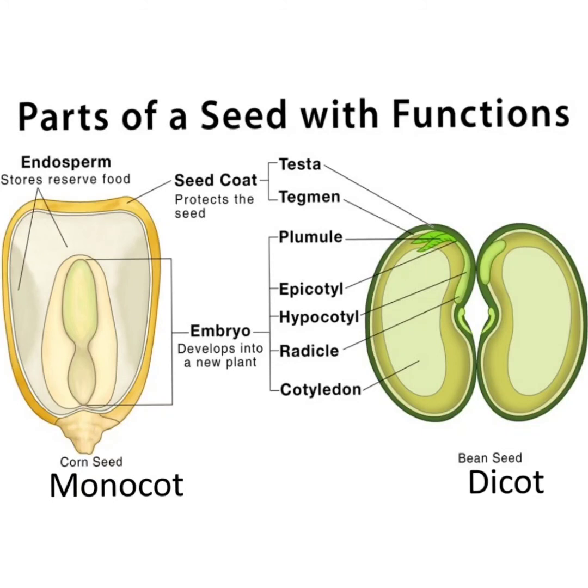An example is the corn. It has a single cotyledon containing the endosperm. That is why it is called the monocot, and it has a seed coat around the endosperm. It has an embryo that develops into a new plant. On the right side you can see a dicot seed, which is a bean seed, which has 2 cotyledons. That is why it is called dicot. It has an outer seed coat consisting of the testa and the tegmen, and inside is the plumule, epicotyl, hypocotyl, and the radicle.